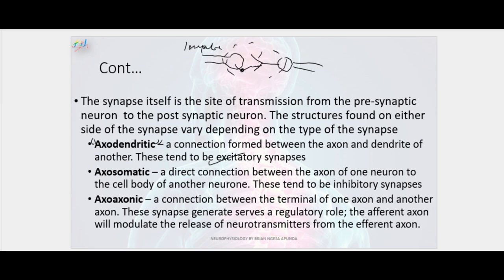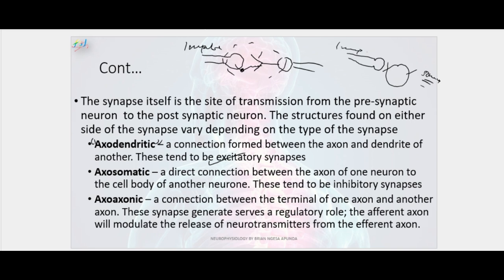While we have the axosomatic, that means we have an axon here. This time round, instead of using a dendrite that has a receptor, it will interact directly with the receptor that is attached to the cell membrane of the cell body. So this is referred to as the axosomatic. Remember, we said that the cell body is also called the soma. So the axosomatic kind of synapse normally tends to be inhibitory.